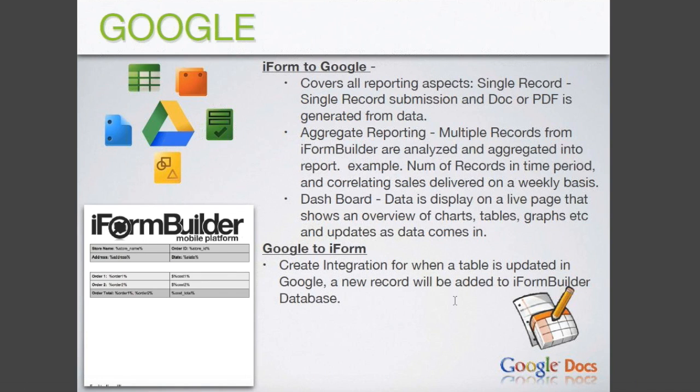One thing is you can go from iForm to Google. So using the post URL, you'd say every time a record is submitted in iForm, please push it to Google. And it can cover all reporting aspects, like a single record submission, and have it go into a Google Doc, and have a PDF generated from the data. You can also aggregate all the reporting. You can create a dashboard with Google Charts. And I mean, it's very, very dynamic.